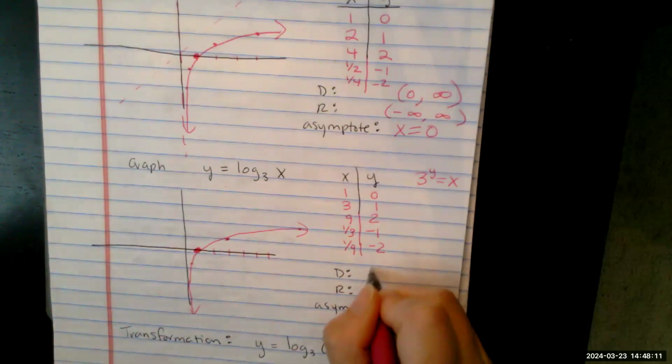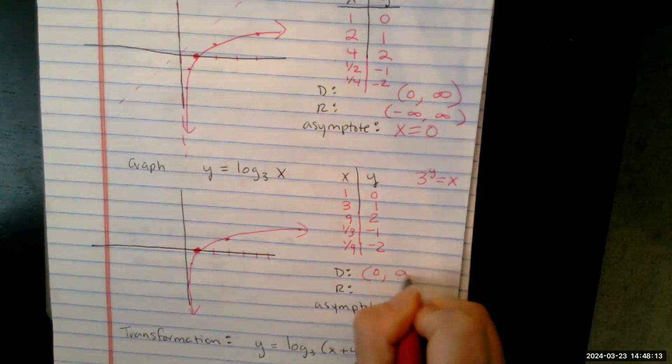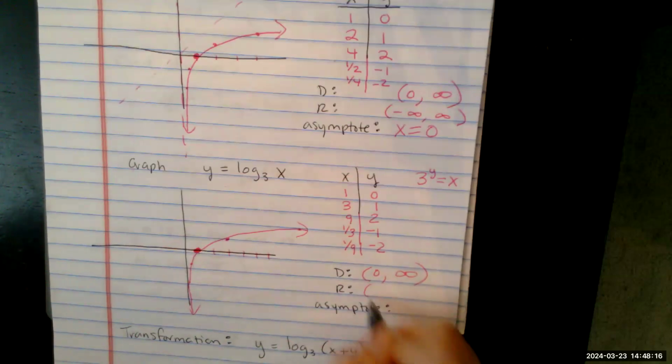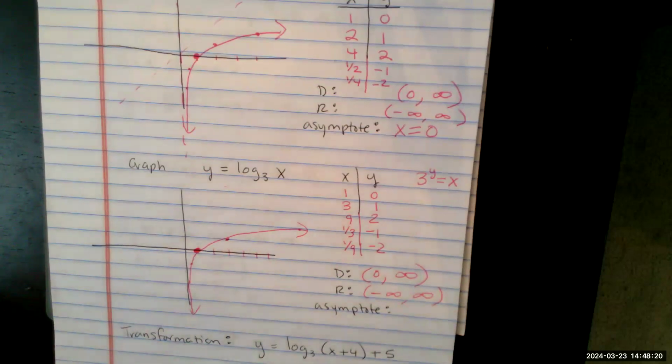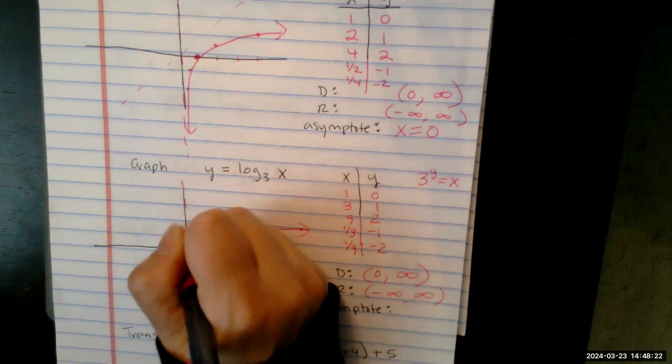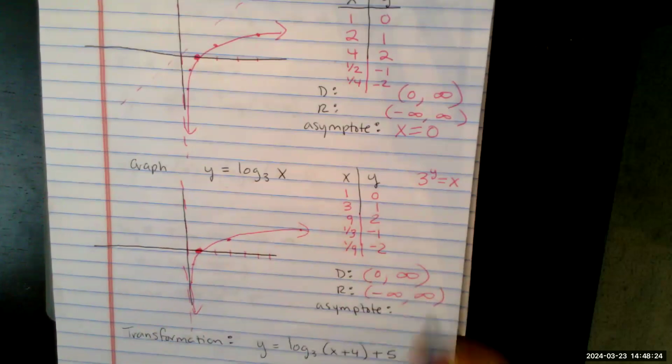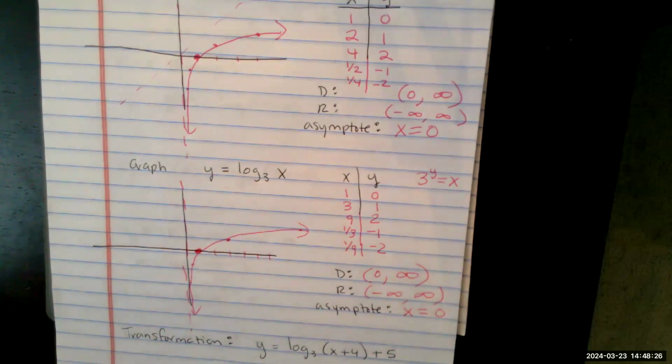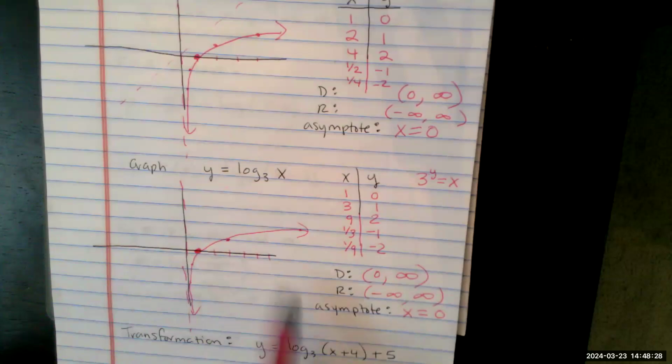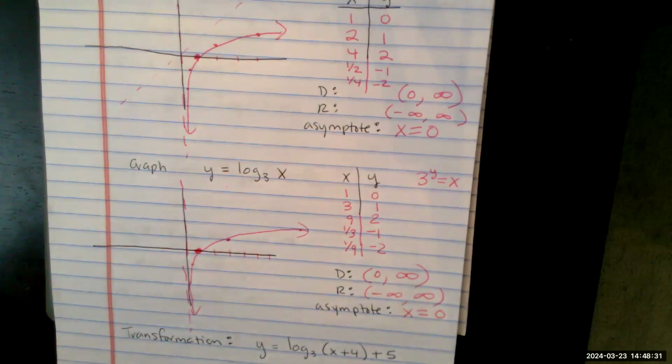So domain is again starting at 0, but not hitting it and going forever. Range coming from the bottom going to the top. We use all real numbers. And that asymptote is vertical this time. So x equals 0, not y equals 0 like we had when we did the exponentials.